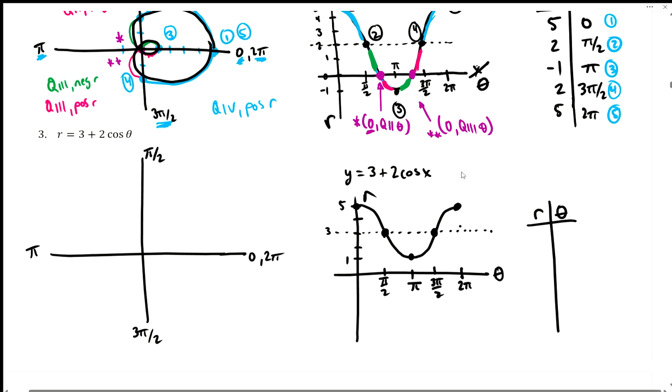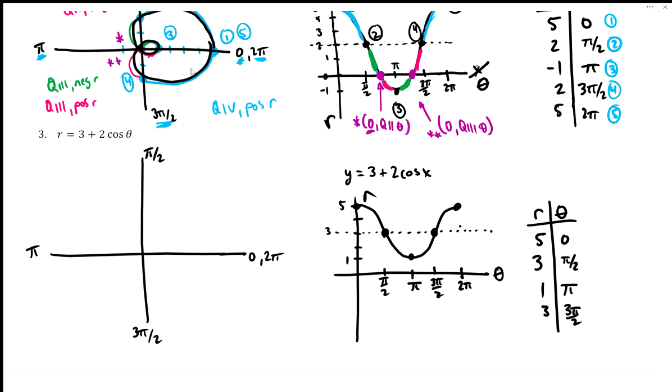Okay, so we would have, starting at a radius of 5, angle 0, and then radius of 3, angle pi halves, radius of 1, angle pi, radius of 3, and then the angle is 3 pi halves. And then the radius of 5 and 2 pi. Okay, so all the angles on the right, radii on the left.